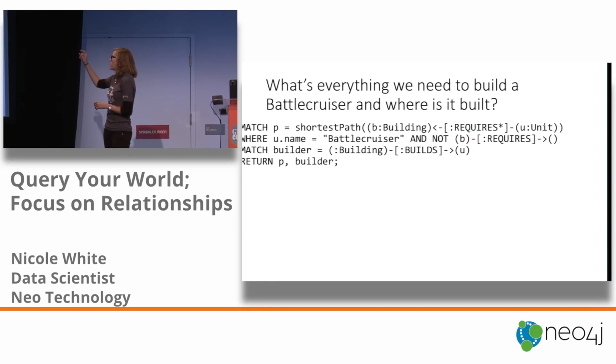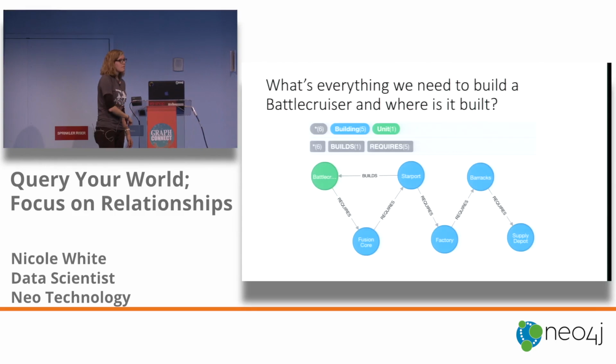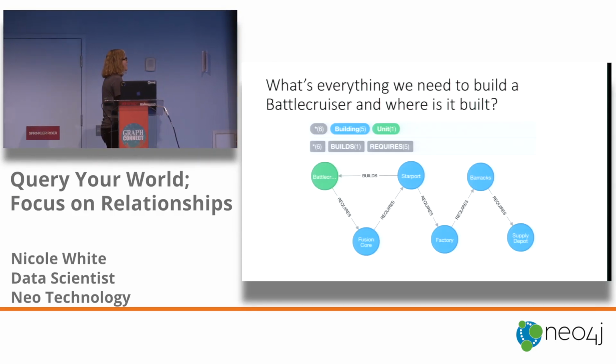So again, the match and where, the first two lines are identical to what we've just seen. But then after we find the shortest path, we then match on the building that builds the unit. So we're still using that U identifier that was bound up on the first line. So we bound the unit to an identifier U, and then we're using that again down here on the third line, and matching on which building builds that unit and returning it as a visual result. And that's what we get there.